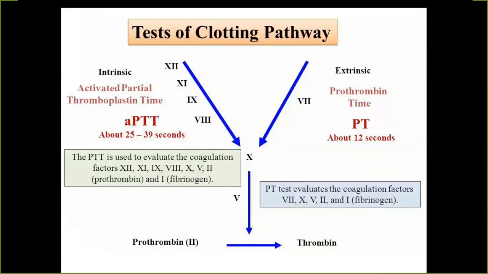Preparing reactions divide into intrinsic and extrinsic ways. Why do we need two ways? Look at this slide. First of all, the extrinsic way is quite fast. It requires only several factors: factor of Stewart-Prower, factor 12, anti-hemophilic globulin A, and factor of Hageman. But this way produces a small amount of prothrombinase. It's a very weak reaction.